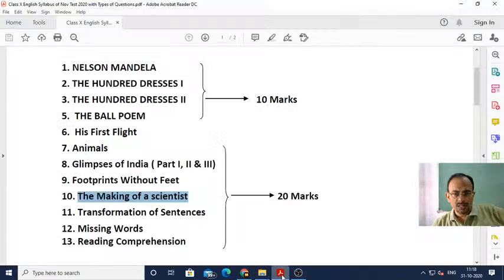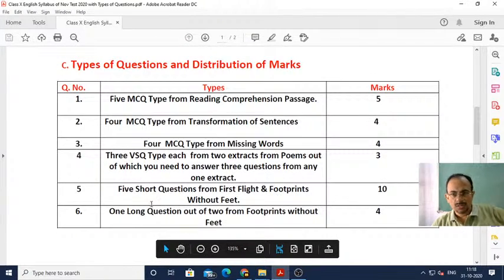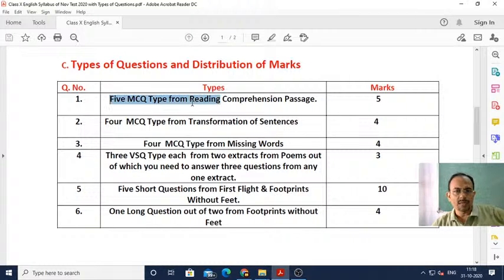And here, dear students, you see the pattern is almost the same as the previous test pattern. The first question will be 5 MCQ type from a reading comprehension passage, 5 marks. Then 4 MCQ type from transformation of sentences. This time I'm giving you transformation of sentences, like simple sentence, complex sentence, all this will come. Then narration, like reported speech, then determiners, and modal auxiliaries.